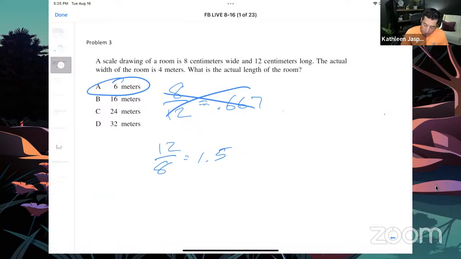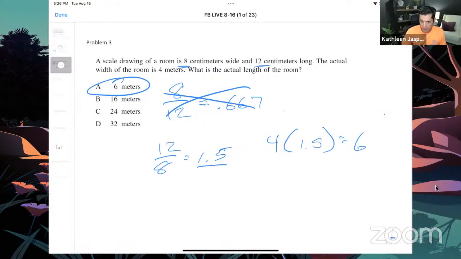I'm going to take this 1.5. So what you can do is you can say that the bigger one is 1.5 times larger than the smaller one. The scale drawing is 1.5 times either bigger or smaller. And this is how it works out. If my room is 4 meters, then I do 4 times the scale factor, which is 1.5. So I multiply by 1.5, and you'll end up with the 6, because they're proportional as far as them being a rectangle.